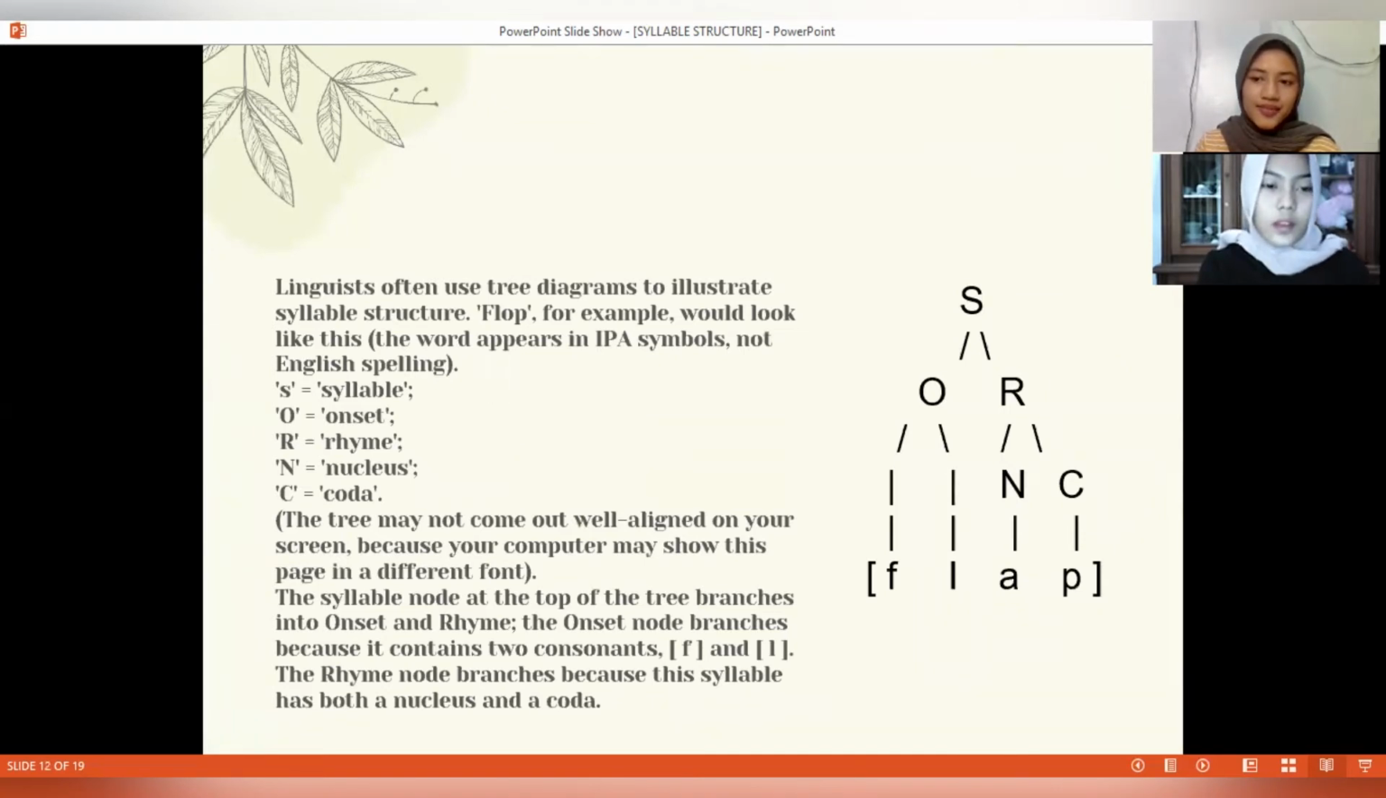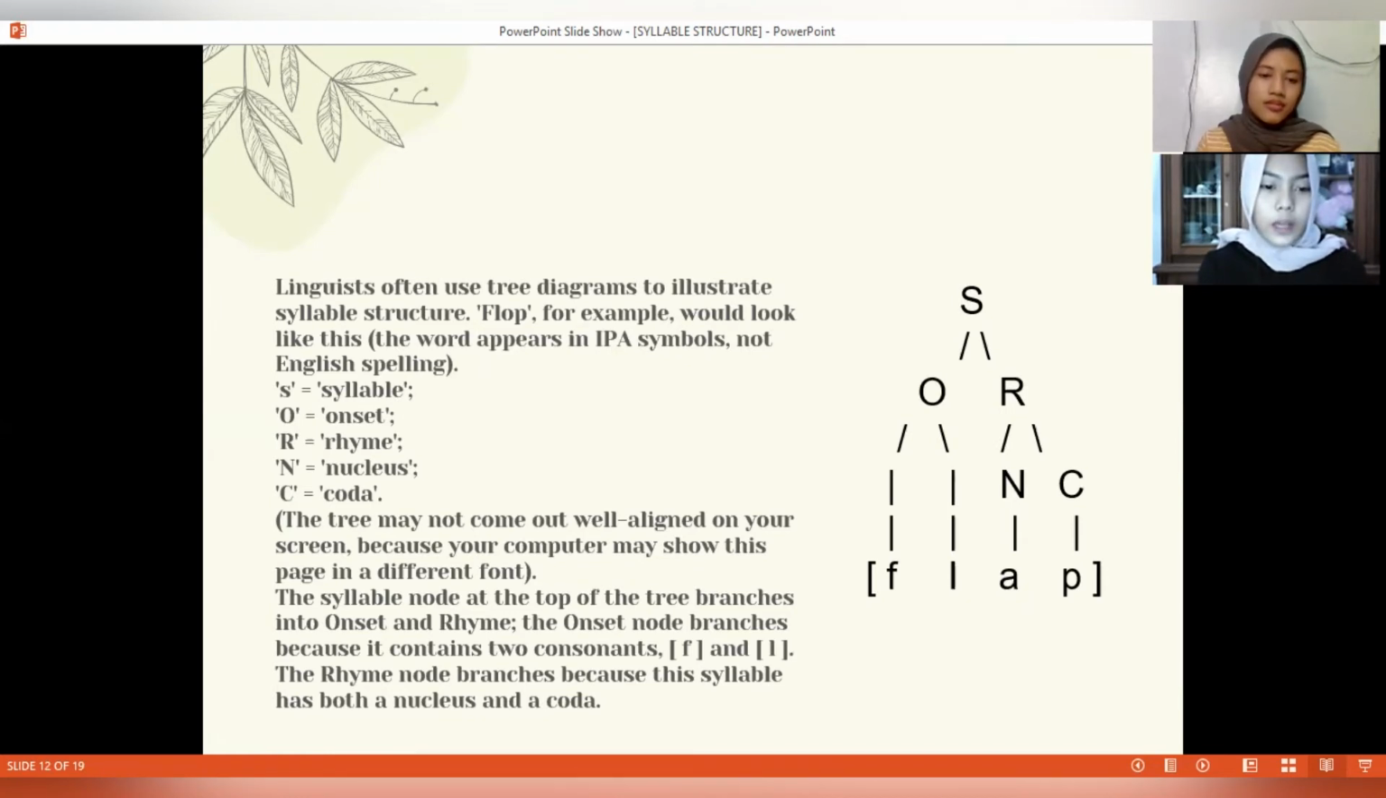Next, linguists often use tree diagrams to illustrate syllable structure, as we can see at the right. So, "flop", for example, would look like this. The word appears in IPA symbols, not English spellings. S is syllable, O is onset, R is rhyme, N is nucleus, C is coda.